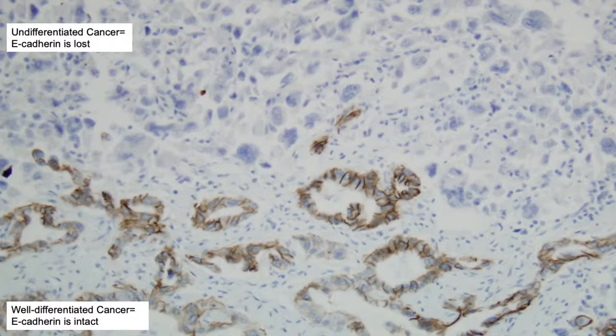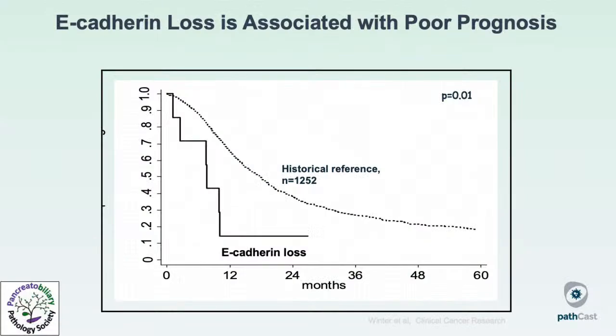So these undifferentiated carcinomas of the pancreas quite commonly lose expression of E-cadherin. And as I mentioned before, they can occur in association with a more well-differentiated ductal adenocarcinoma. So in this example on the bottom, you see the ductal adenocarcinoma component has really nice membranous staining for E-cadherin, and that membranous E-cadherin expression is lost in the undifferentiated component at the top of the image. And the loss of E-cadherin, perhaps not surprisingly, is associated with a poor prognosis.